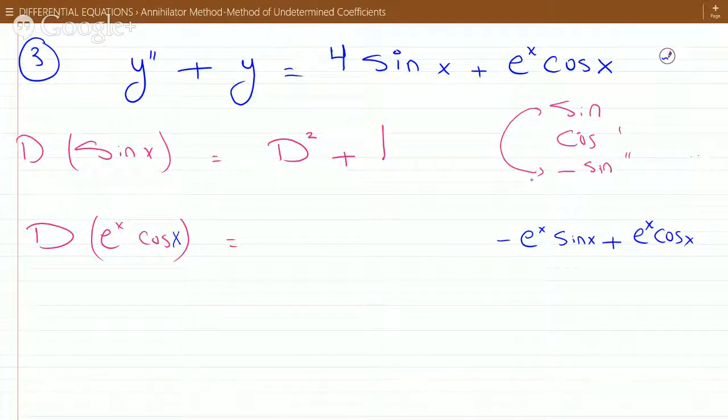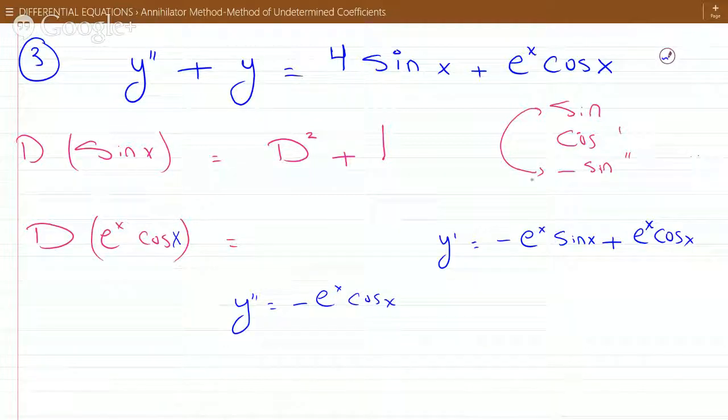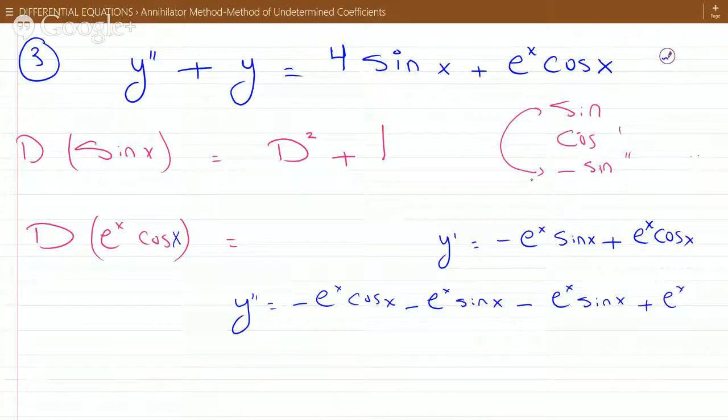So let's do it again one more time. This is the first derivative, let's just say y prime. Let's find y double prime. We might need some more space here. So y double prime: product rule on the first gives minus e to the x sine x plus e to the x cosine x, and on the second one you will get minus e to the x sine x, same thing as the first one, minus e to the x cosine x.